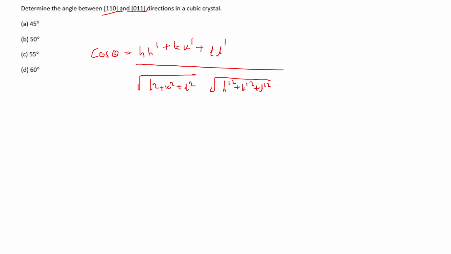60 degree, ma'am. Yes, 60 degree. So you will get the answer 60 degree. Just substitute the HKL values, it's very simple. You will get cos theta is equal to 1 over 2, so theta is equal to 60 degree.